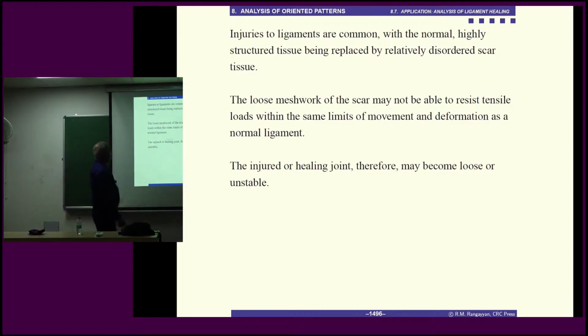So the injured or healing ligament, or injured or healing joint, may become loose or unstable because of lack of support through these ligaments, because they are torn or they are still healing.